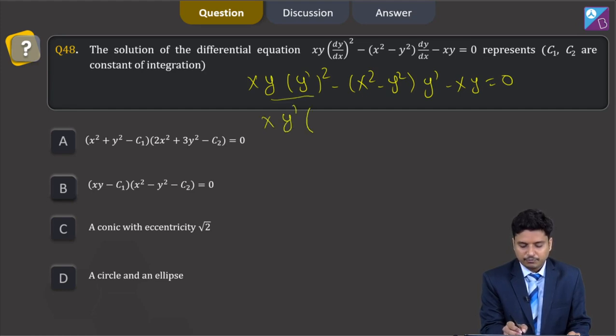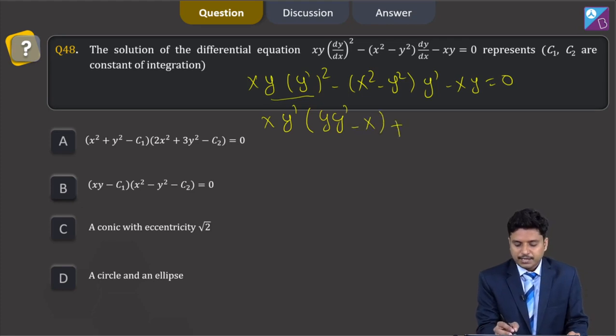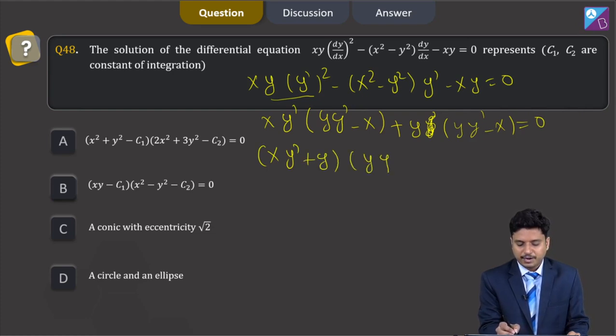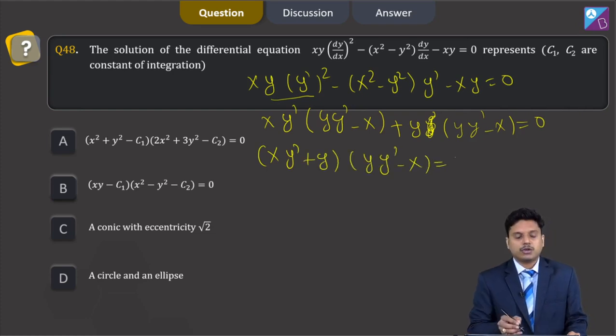Now you are left with y dash minus x plus y dash will be common, and y is common in fact, and y dash will be there, minus x is equal to 0. So the two factors are (x y dash plus y) into (y dash minus x), that is equal to 0.